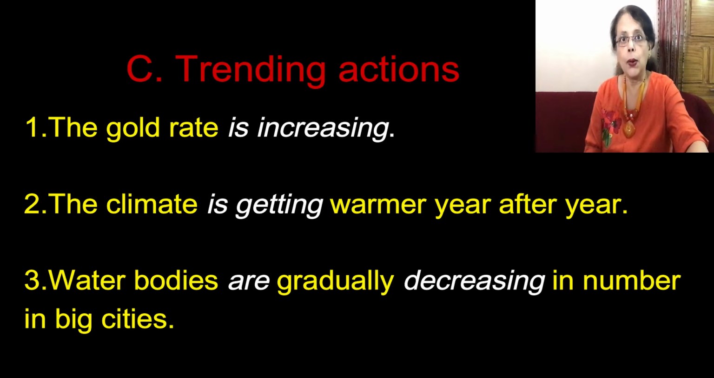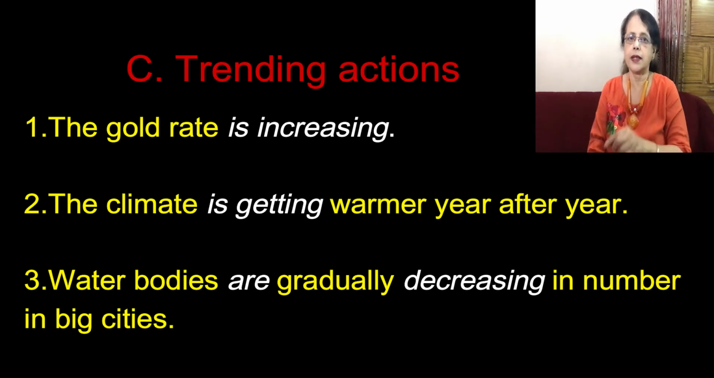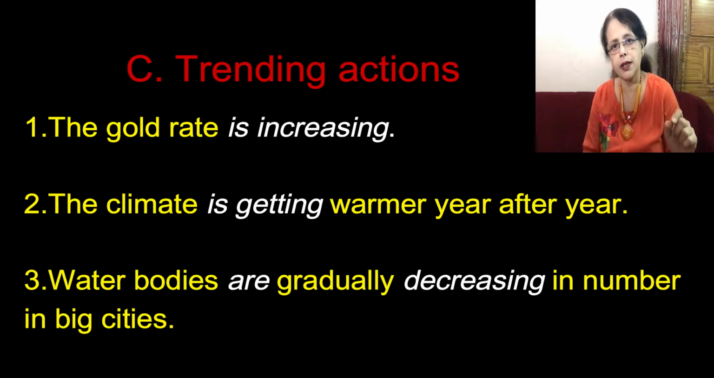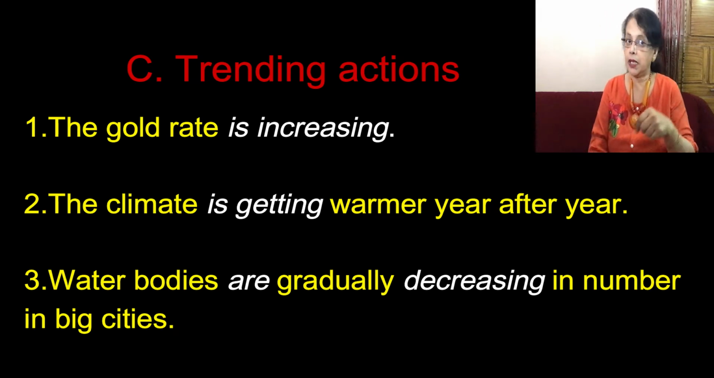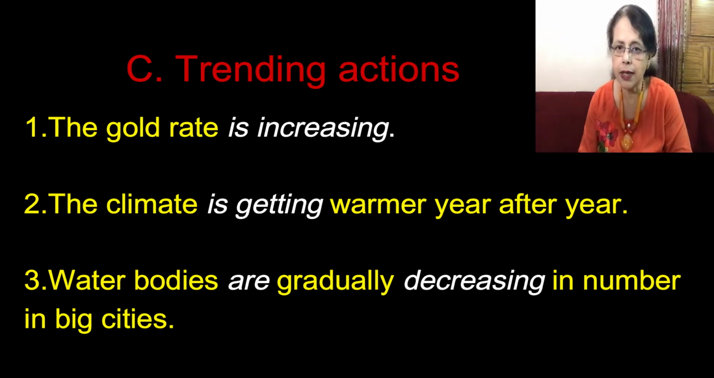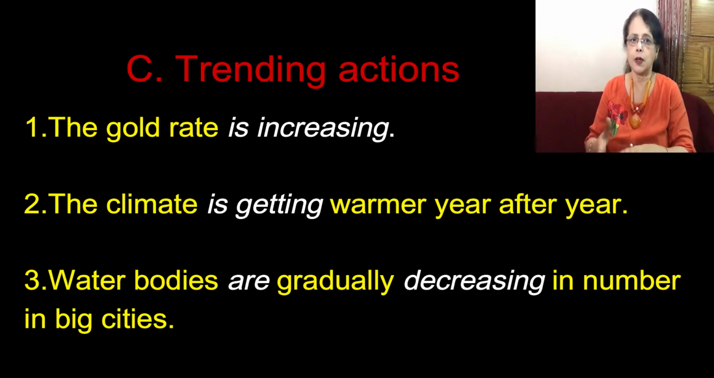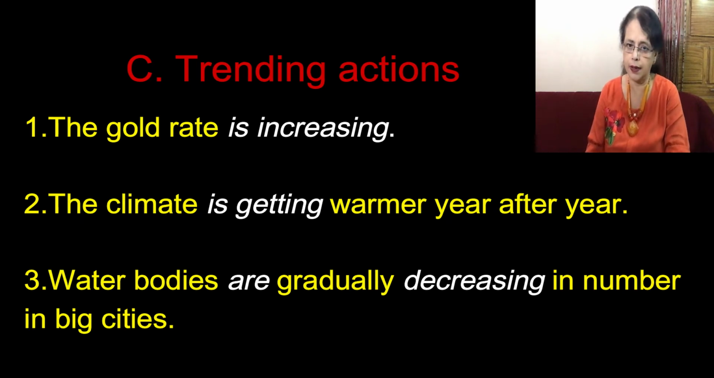Fine. All these three sentences, that is, the gold rate is increasing, the climate is getting warmer year after year, water bodies are gradually decreasing in number in big cities. All these three sentences show changes, both increasing as well as decreasing. So in that situation, we use present continuous tense.